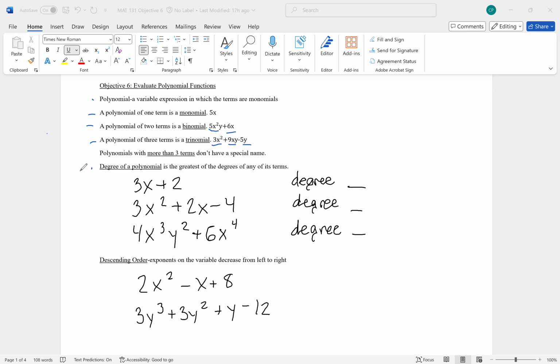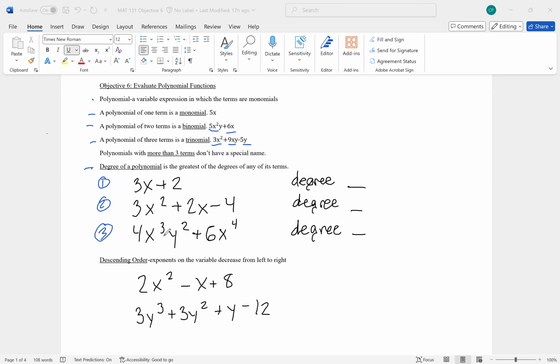So now let's talk about the degree of a polynomial, okay? So when we have a polynomial written out, whether it's a monomial, binomial, trinomial, or just a regular polynomial, the degree is the greatest of the degrees of any of its terms, okay? So if we look at these three examples right here, these are written in a certain order, which we will talk about next, but the one with the highest degree is in the front, okay?